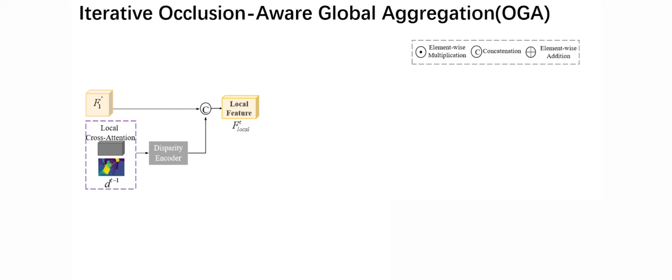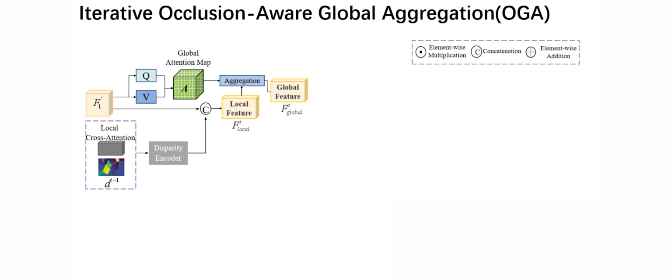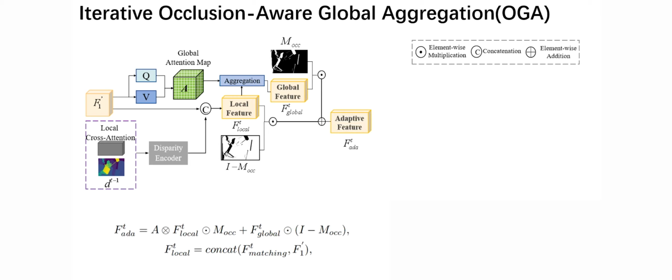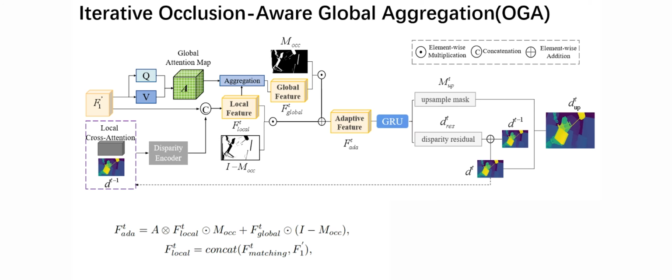After we obtain the initial disparities and occlusion masks, we further propose an iterative occlusion-aware global aggregation module, which is short for OGA. As we can see in the picture, the OGA module aggregates the local feature with a global attention map to extend the receptive field to formulate a global feature. Then, an adaptive feature is formulated with a combination of the global feature from the occluded regions and the local features from non-occluded regions. For the disparity refinement, we follow the same strategy as RAFT-Stereo by introducing a GRU module to iteratively refine the disparities using the adaptive feature to get the final disparity map.